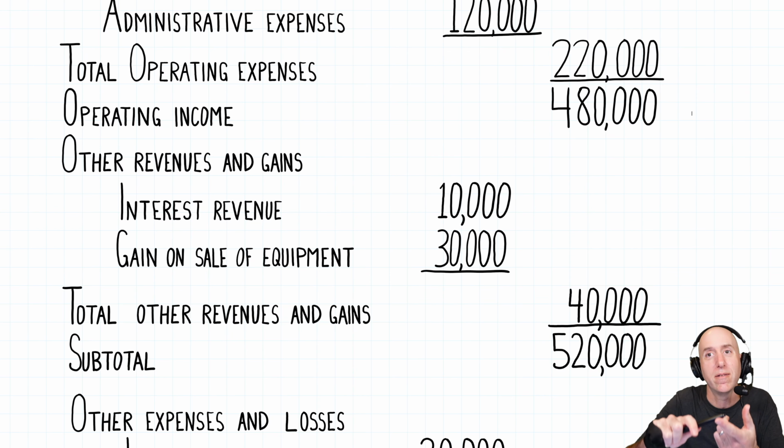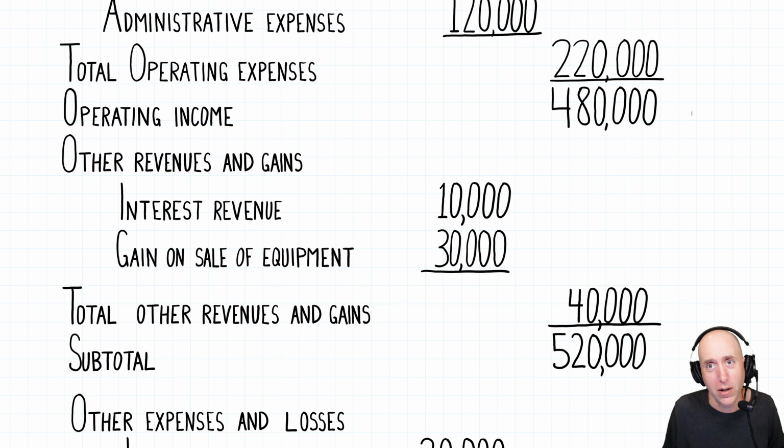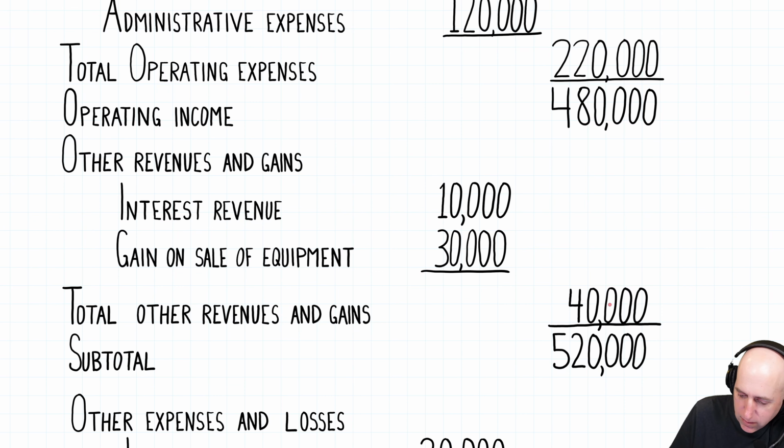We're going to call it investing and financing, sort of like a cash flow statement from our intro financial accounting. But for now, most textbooks still call it other, so I will continue to call it other. But here's our others. We got other revenue, so interest and gain, 40. So 480 is our operating income.